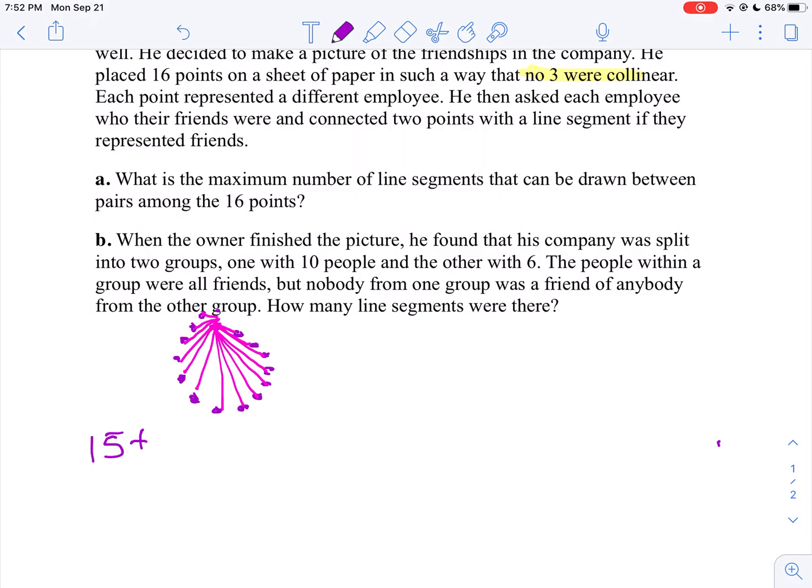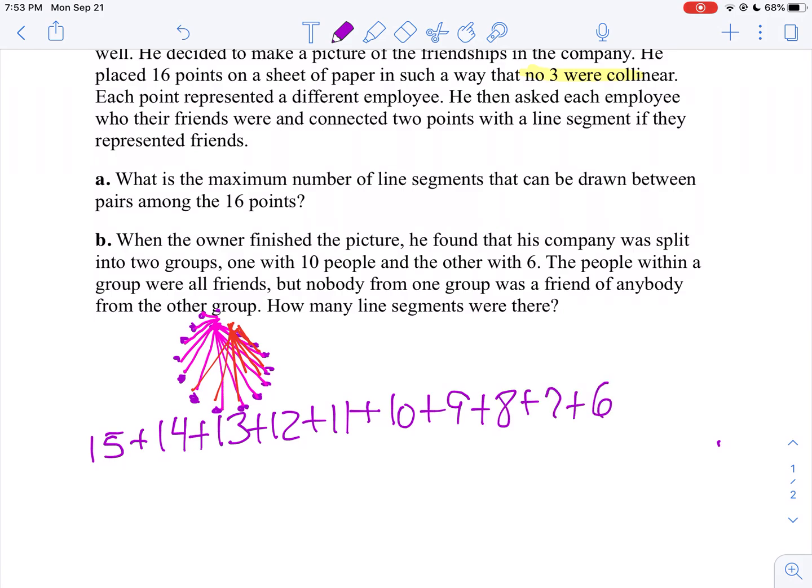Now, the second person, they're going to have a line segment to every other person, but they already got the first person, so we don't need to count that. That would be doubling up. So they're going to draw a line segment to everybody except themselves and the first person. So that would be 14 line segments. And then 13, and 12, and 11, and 10, and 9, 8, 7, 6, 5, 4, 3, 2, and 1.